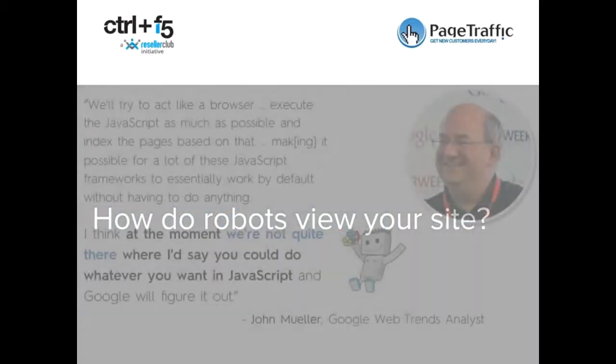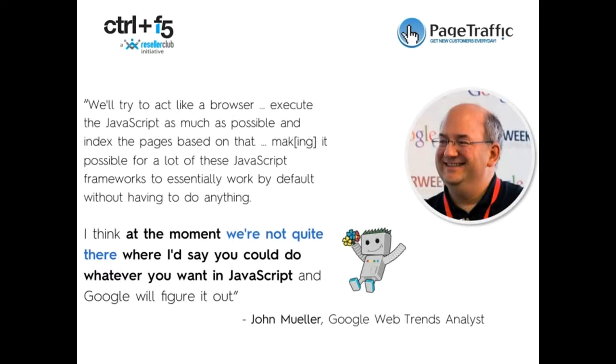Let's see. For example, this is what John Mueller, who is a Google webmaster trends analyst and has now moved to the Google spam team also, says, and I'll read it for you. We try to act like a browser, execute the JavaScript as much as possible and index the page based on that, making it possible for a lot of these JavaScript frameworks to essentially work by default without having to do anything. And he says, I think at the moment we are not quite there, where I would say you could do whatever you want in JavaScript and Google will figure it out. So that's what Google says, that they are not quite there. That's the highlight point here.